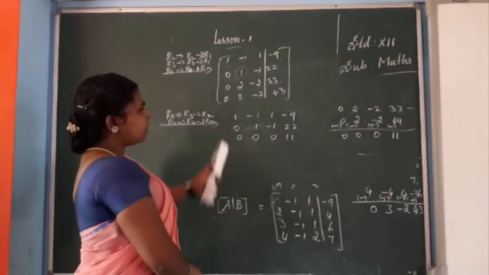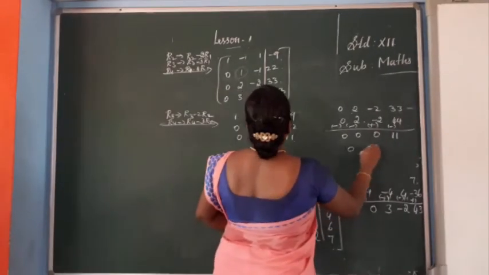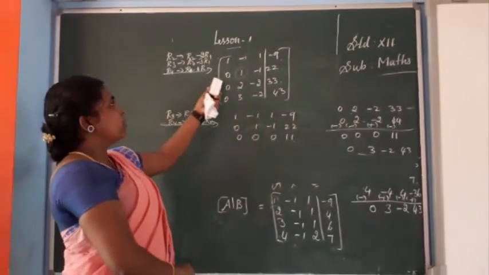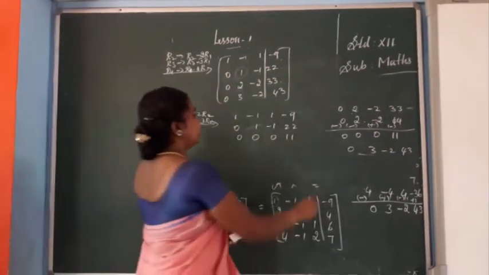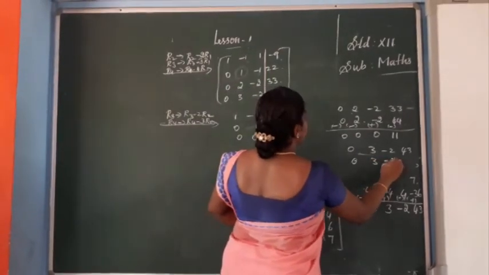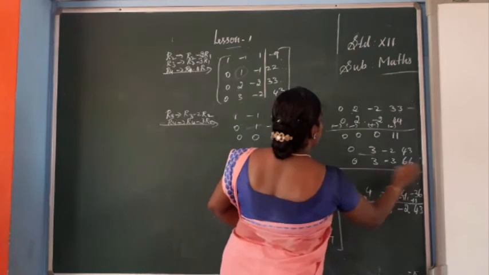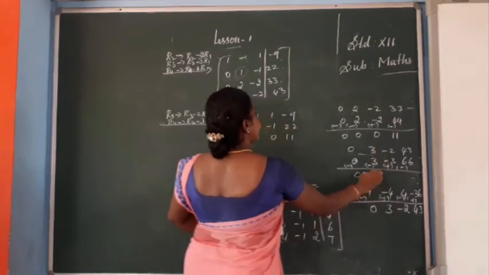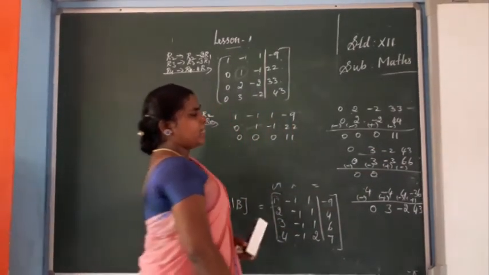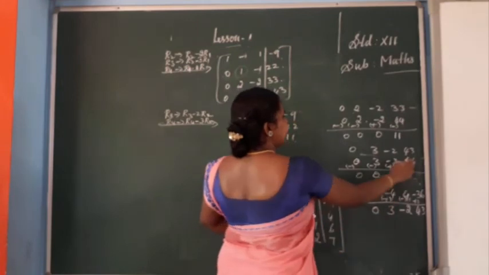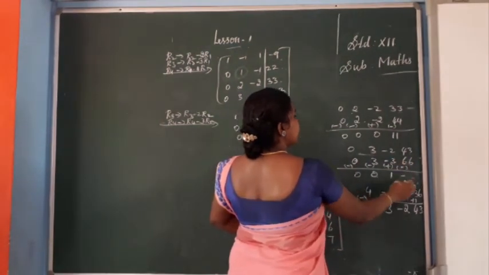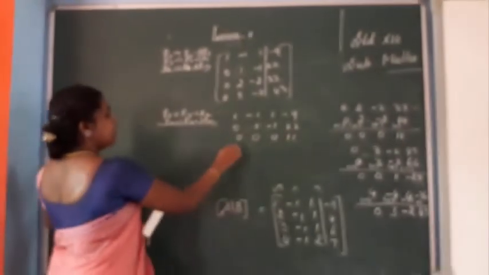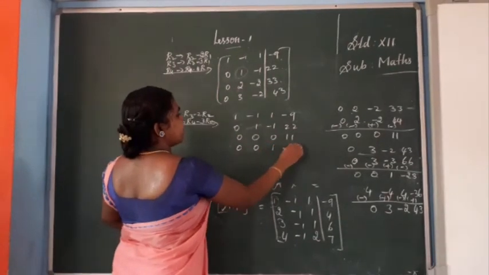Okay, next R4. R4 gives 0, 3, minus 2, 43. Okay, now you subtract. Sorry, multiply and subtract. So R2 we have to multiply by 3. So what do you get? 0, 3, minus 3, 66. Okay. Then subtract: minus, minus, plus, minus. 0. 3 minus 3 is 0. Next, minus 2 plus 3, that means 1. Then 66 is greater, isn't it? So 66 minus 43, that is 23. Okay. So minus 23. So 0, 0, 1, minus 23.